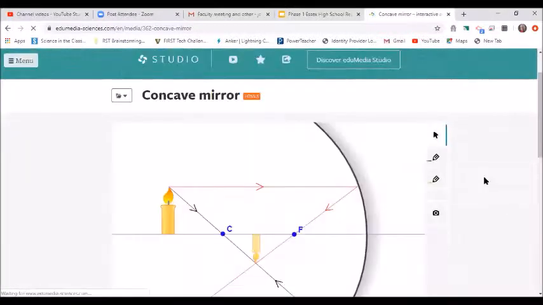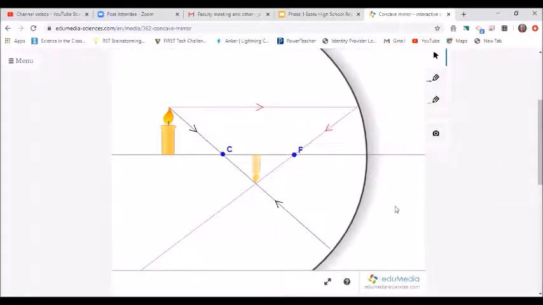Now, a concave mirror is the one I used to start a fire with. What a concave mirror does is that rays of light that are parallel to the principal axis will reflect and go through the focus. And rays that go through the center bounce straight back. So the intersection of those two is where the image is, and that's a real image. So you can project that.